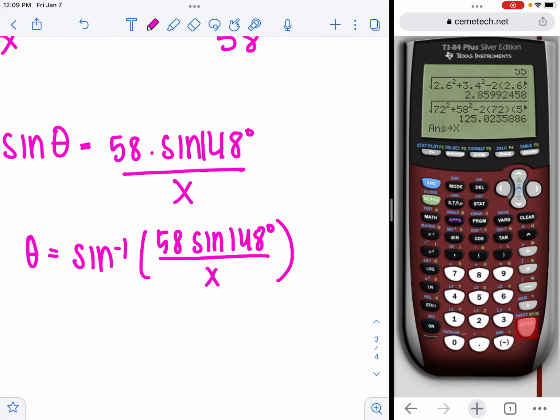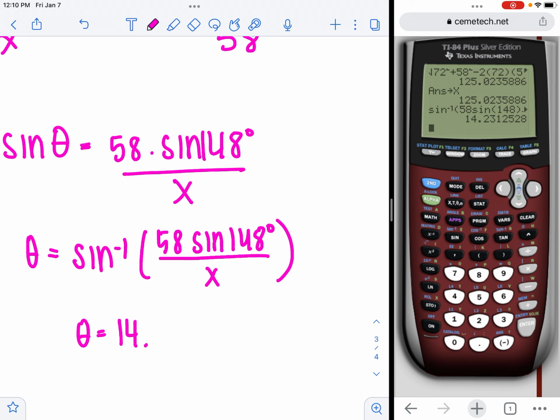Now, I should probably store this in my calculator because I don't want to lose it. Store as x. Okay, so I'm going to do sine inverse of 58 sine of 148, close parentheses, divided by x, close parentheses, equals, and I get theta is, degrees are 1 decimal place according to directions, 14.2 degrees.